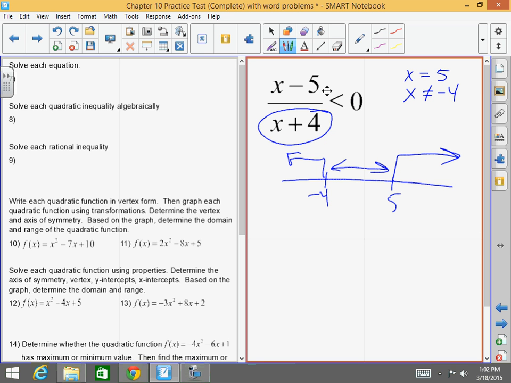Let's test to the left. To the left, let's do negative 5. So that'd be a negative 10 over a negative 1. A negative divided by a negative is a positive. Is that less than 0? No. Let's do 0 for in between negative 4 and 5. That's going to be negative 5 over 4, which is a negative because a negative divided by a positive is a negative. Is a negative less than 0? Yes. Let's go to the right of 5. Let's do 6. 6 minus 5 is 1 over 10, so that's a positive. That is not less than 0. So in this case, it happens to also be the middle. It's not always going to be the middle. Remember that, guys. Please don't think it's going to be the middle always.